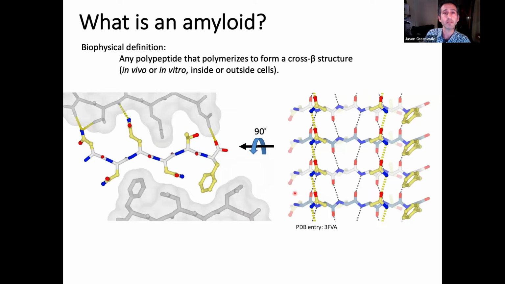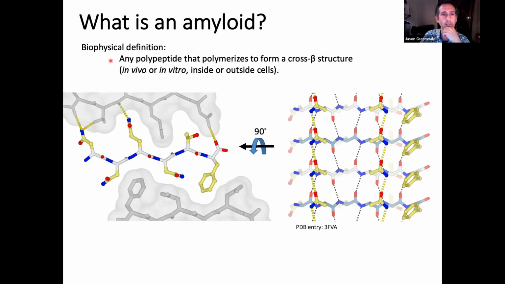Now I want to spend a few minutes talking about what an amyloid is and why we have been interested in that. There's a history of amyloid, which is that they were discovered many years ago, 100 years ago, as a bad folding of a protein, and they were associated with diseases. More recently, we realized that there are a lot of functional amyloids.